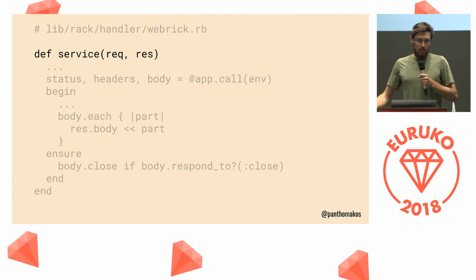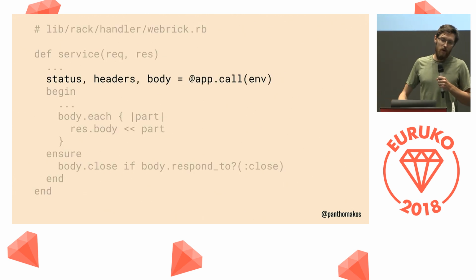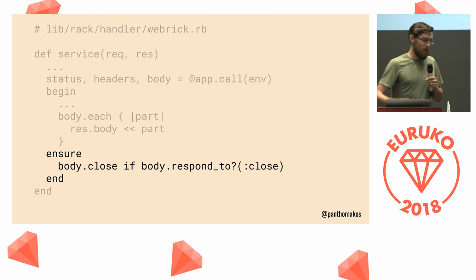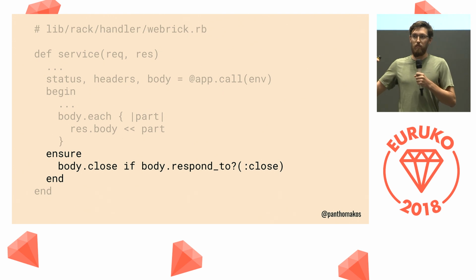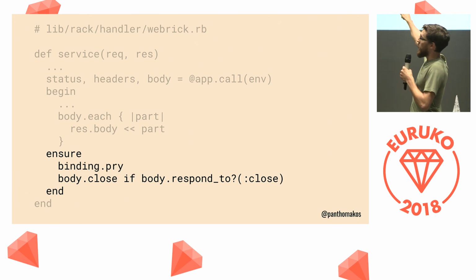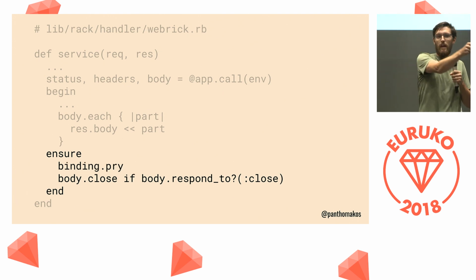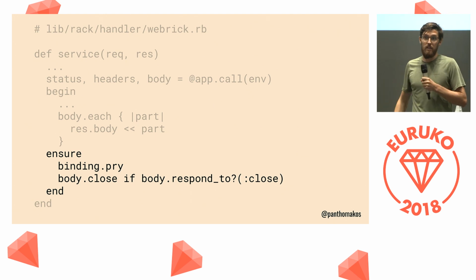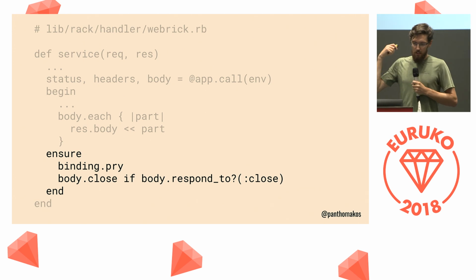The neat thing about it is, as we looked at before, it's servicing a request. I pass that request down through the middleware. I iterate through the body, and I have that close call, right? And I'm interested in this close call. I'm interested in maybe putting a binding.pry call in there, which is at the very end of my request, to make sure that Rack itself is actually behaving as I expect it to be. So I did this.